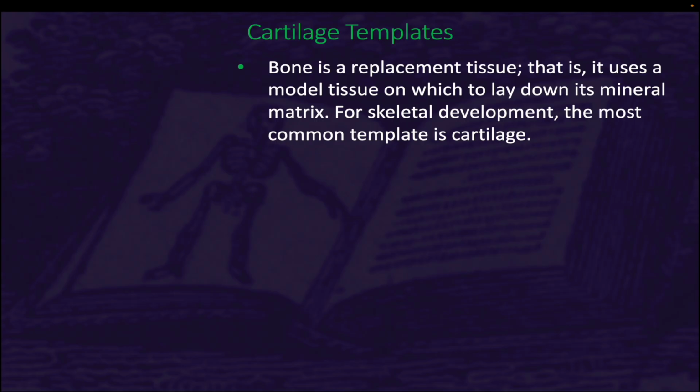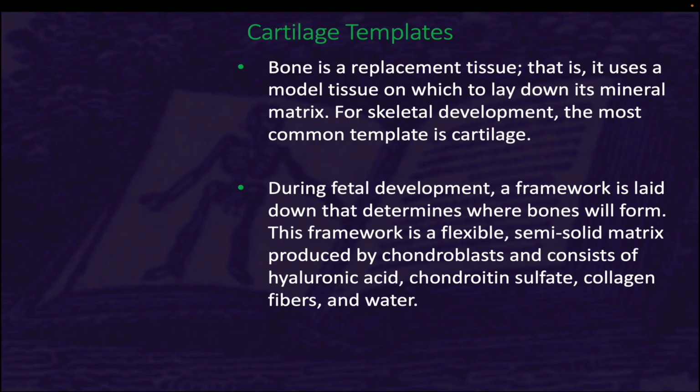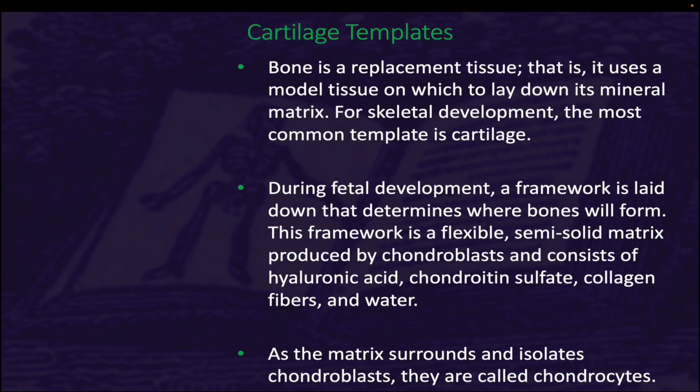For skeletal development, the most common template is cartilage. During fetal development, a framework is laid down that determines where bones will form. This framework is a flexible, semi-solid matrix produced by chondroblasts and consists of hyaluronic acid, chondroitin sulfate, collagen fibers, and water. As a matrix surrounds and isolates chondroblasts, they are called chondrocytes.